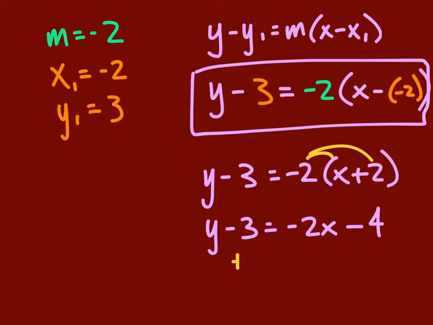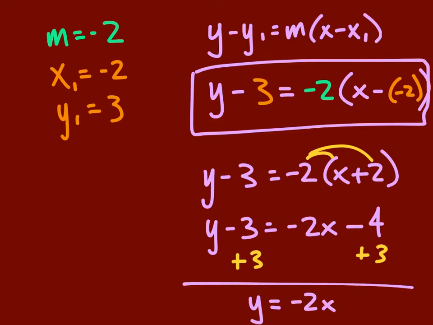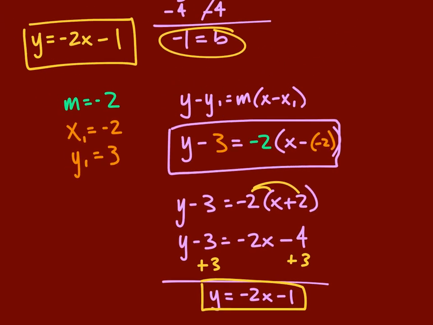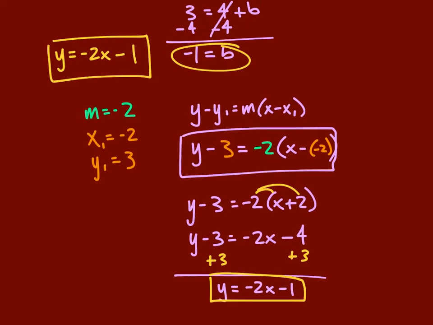So I'm going to add 3 to both sides. And that's going to give me y equals -2x. -4 plus 3 is -1. And that's what I get as my answer, okay? And notice that that's the same thing that we got up here.